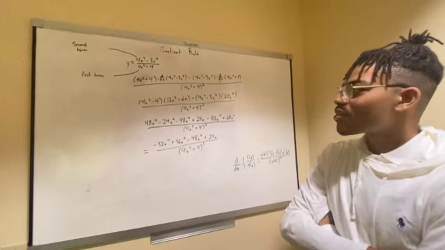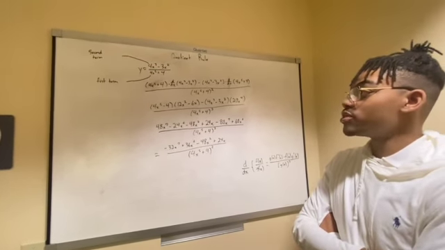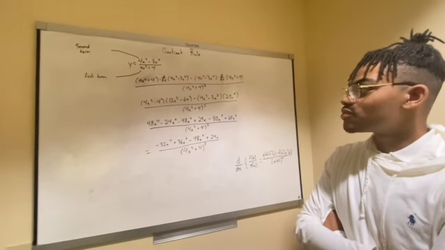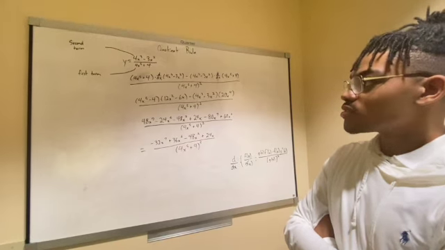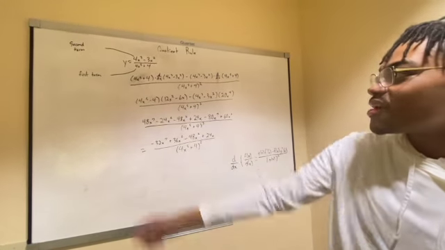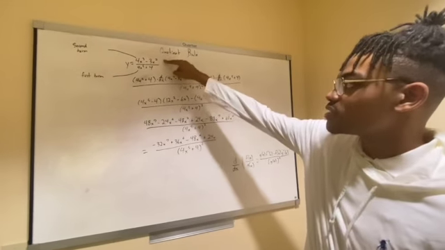Y equals 4x to the third minus 3x squared over 4x to the fifth plus 4. So for one, your denominator is going to be your first term, as you can see, and your numerator is going to be your second term. So basically, this is the F and this is the G.